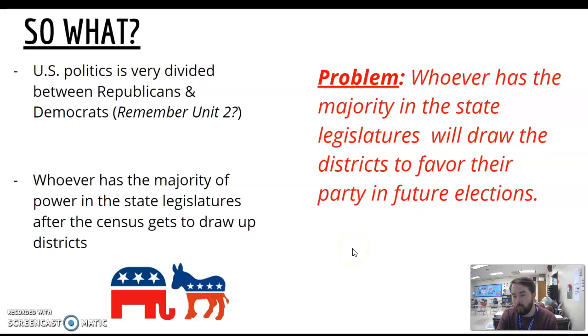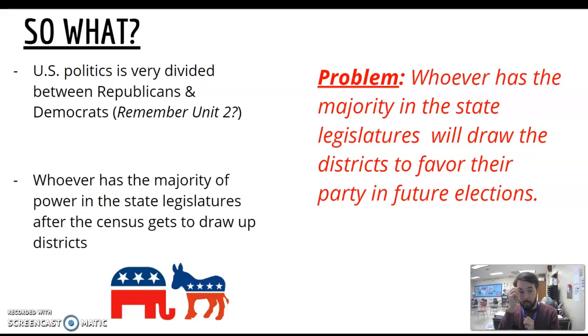So who cares? Warford, we take a census, we may draw some squiggly lines on a map, and that's who these people in the House represent. Well, it's a little more complicated than that, and it can lead to some issues in U.S. elections. So U.S. politics, as we've talked about this year, is very divided between Republicans and Democrats, liberals and conservatives, remember from Unit 2. So they are very focused on winning elections so that they can affect the government in the way that they best see fit.